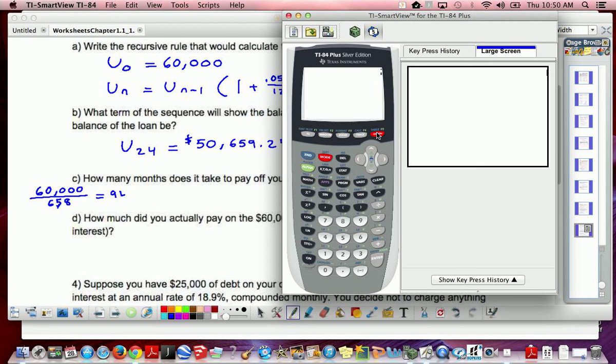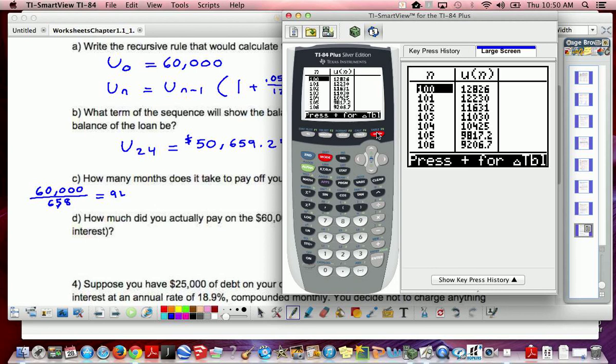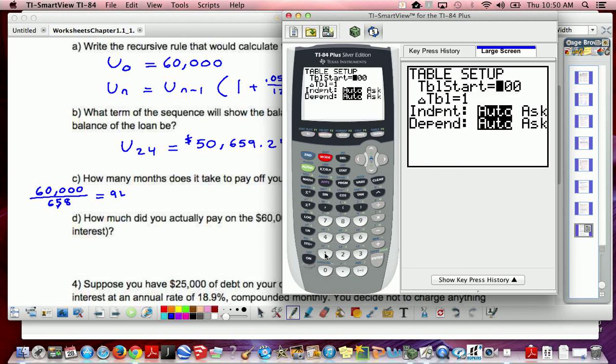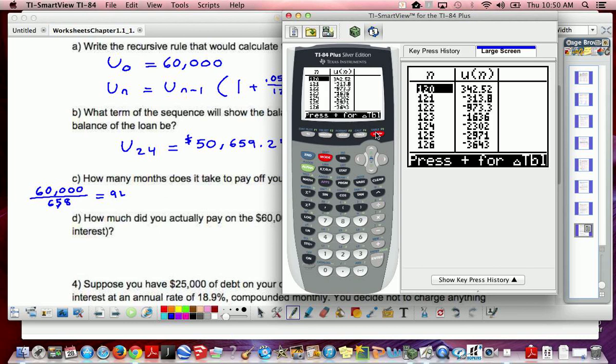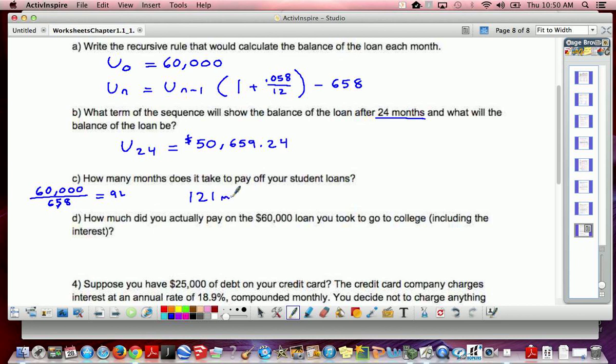So I'm going to go to my table. I'm going to look at it. It takes the calculator a minute or two to figure it out. Wow, even at 100, I still owe $12,000. Notice how even 6 more months, it's only down to $9,000. So I might go back to my table set and say, wow, 100 wasn't enough. Maybe I'm going to go to 120. Go to my table now. Let's see what happens at 120. Takes a second to think about it. Sure enough, that was a good guess. And I got 120 and 121. So it actually took 121 months.